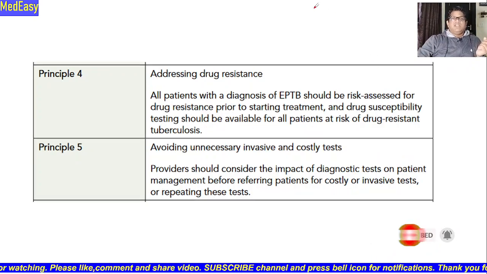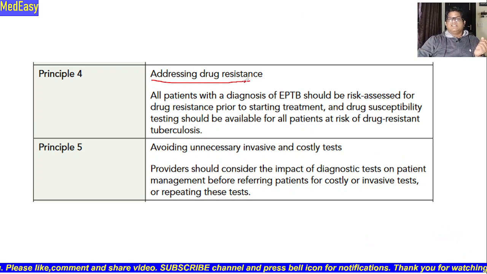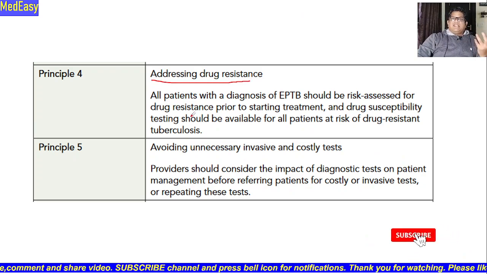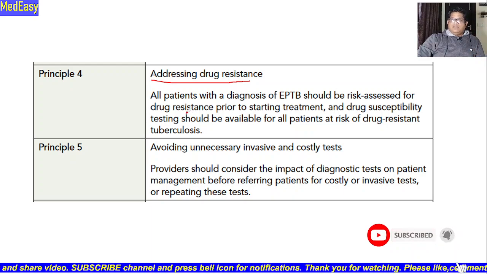Principle number four is very, very important. We should always address drug resistance, because we know that MDR cases are increasing, and treatment of MDR TB is entirely different from your drug-sensitive TB cases.